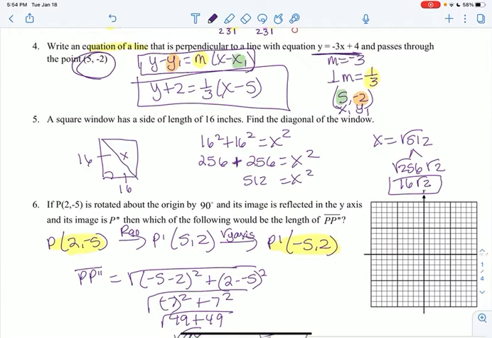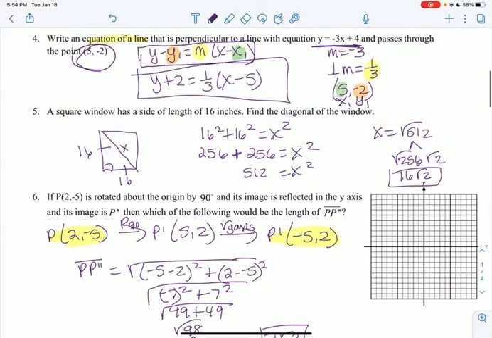Definitely have a problem where you have to use the Pythagorean theorem, like number 5. So a square window, remember square has 4 sides that are congruent, and all the angles are right angles. So I have a square window, the sides are 16, and I'm trying to find the length of the diagonal of the window. So I just highlighted that for you.